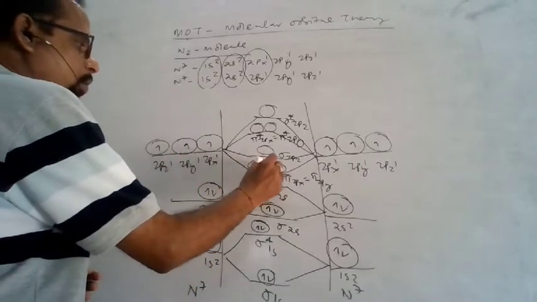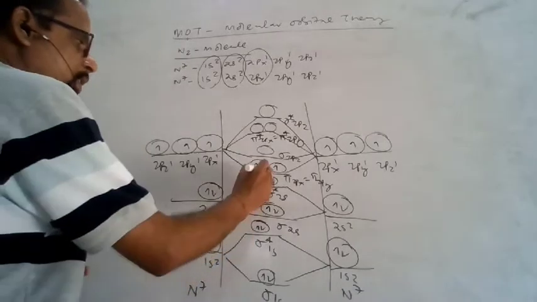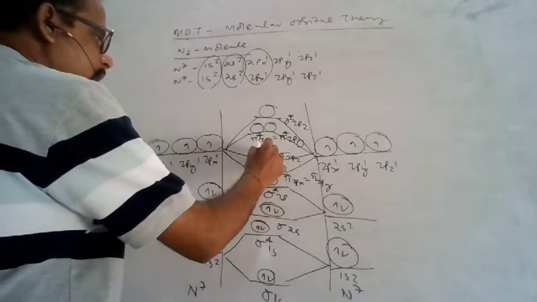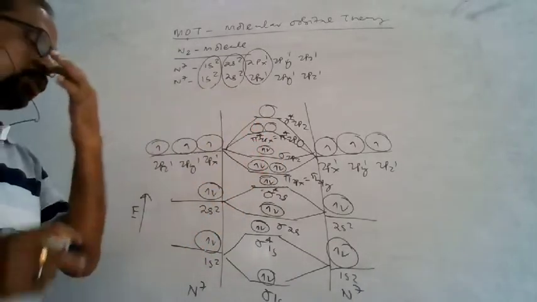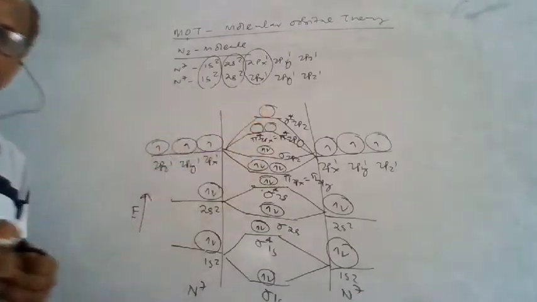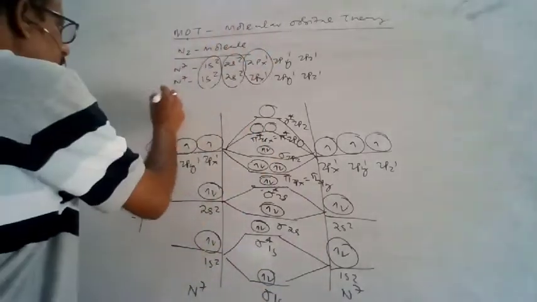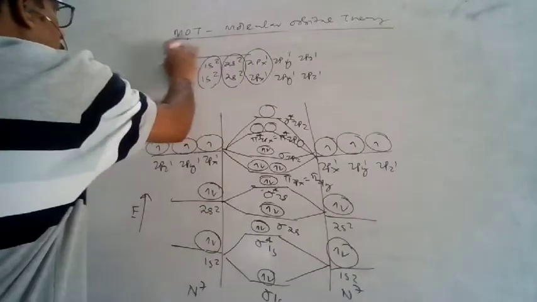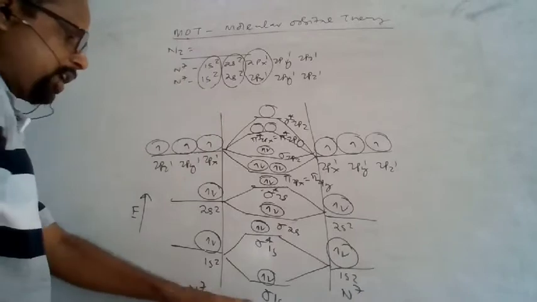Two atomic orbitals combine to form two molecular orbitals, one bonding and one antibonding. Six atomic orbitals combine to form six molecular orbitals. Now the electronic arrangement will be according to the Aufbau principle, filling 2 plus 4 electrons.